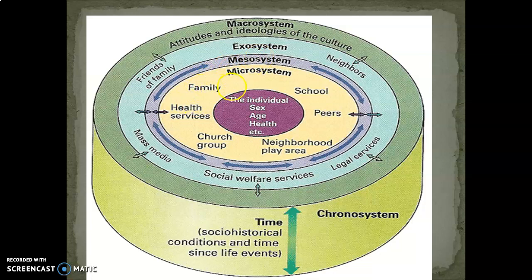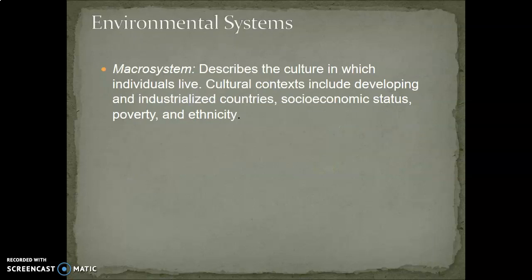So let's go back to what that looks like. The exosystem is right there. Oh, so that actually brings us to the macrosystem. The macrosystem is the big, remember macro is big, micro is little. So macrosystem describes the culture in which individuals live. And this sometimes is not able to be verbalized as well, because capturing attitudes is a hard thing to put into words, and it can be very overgeneralized and simplified. But it's the cultural context, including developing or industrialized country, socioeconomic status, poverty, and ethnicity. So think about the macrosystem that the child lives in.